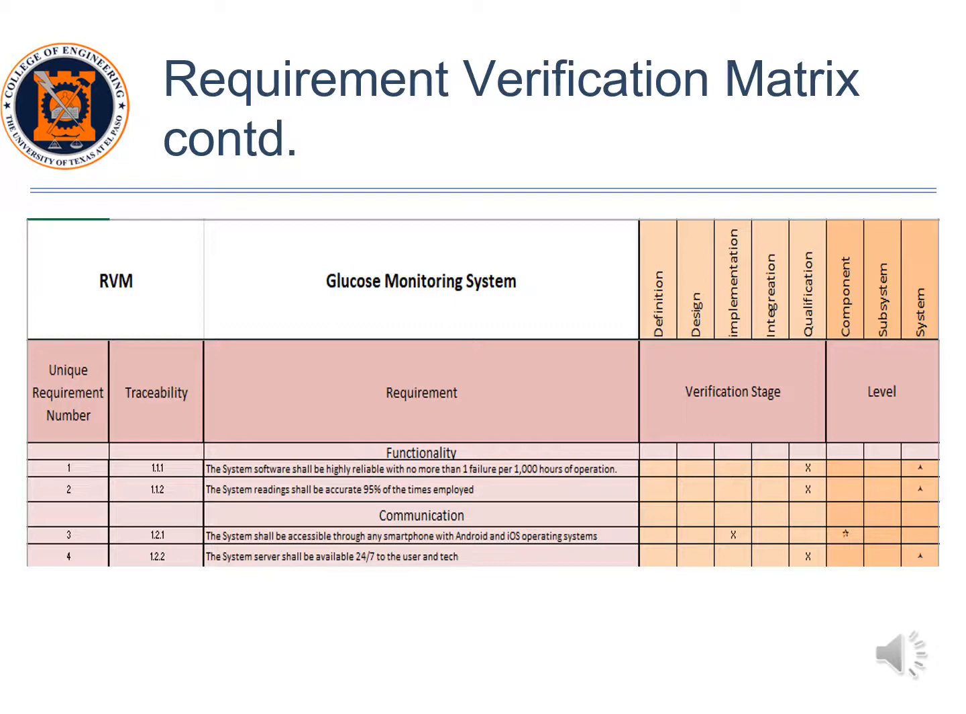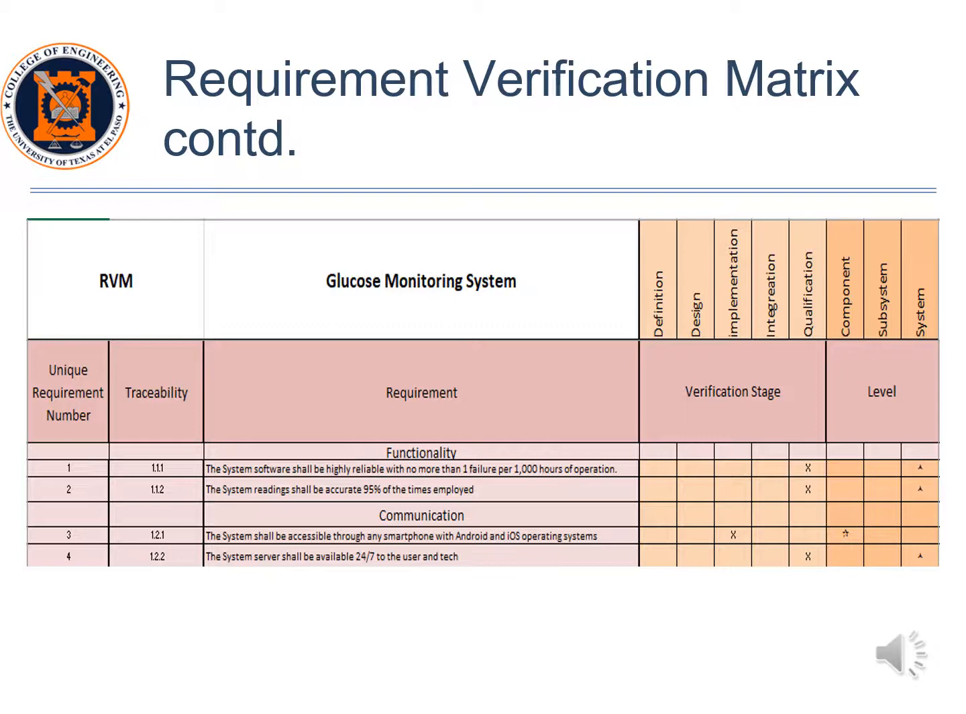Let's take the first and third requirements as an example. The first requirement of our system reads, the system software shall be highly reliable with no more than 1 failure per 1,000 hours of operation. This requirement must be verified at the qualification stage, and this requirement is considered to be at the system level.